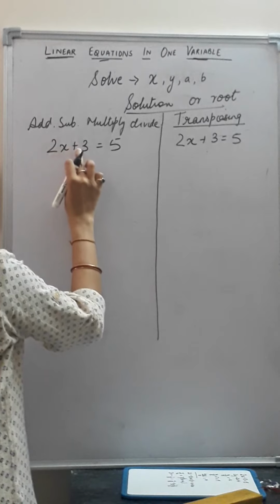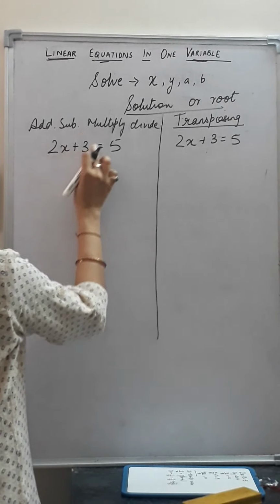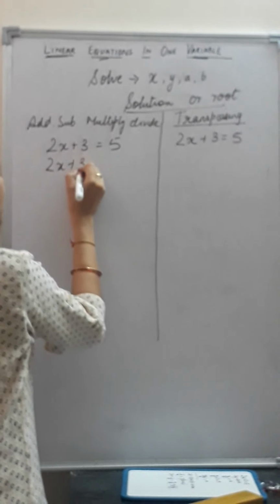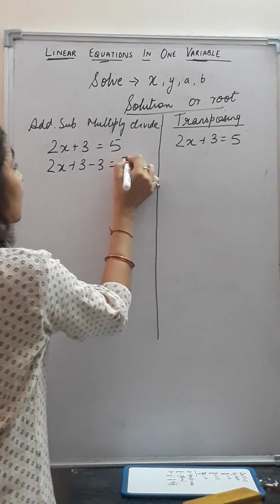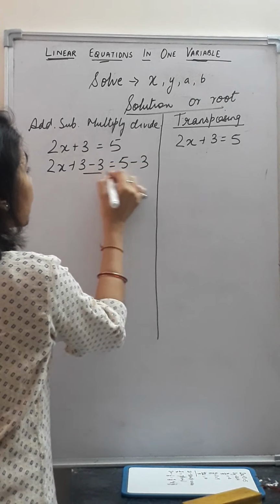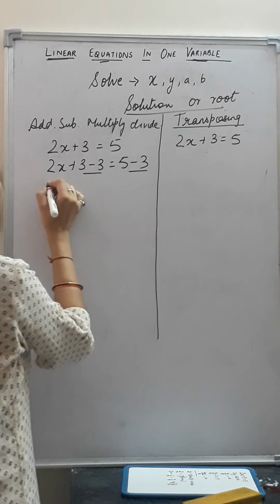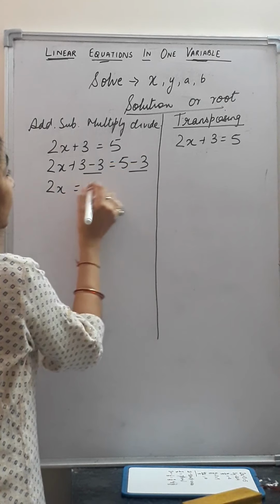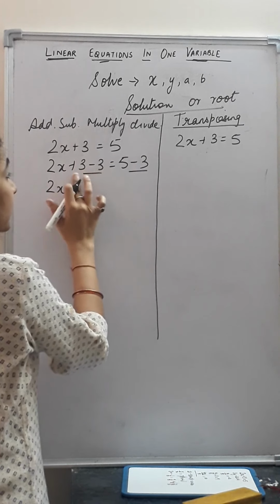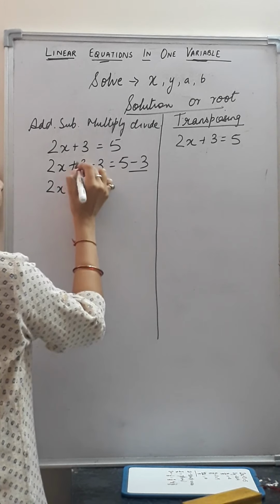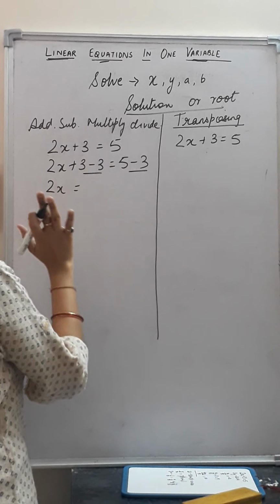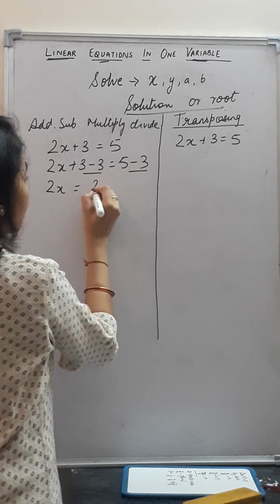Now here to 2x we have added 3. So we will subtract 3 on both the sides. So 2x plus 3 minus 3 is equal to 5 minus 3. The equation will remain unchanged. So 2x is equal to 5 minus 3. Now both these cancel, one is positive, one is negative, so 3 minus 3 will be 0. So only 2x is left here, is equal to 2.